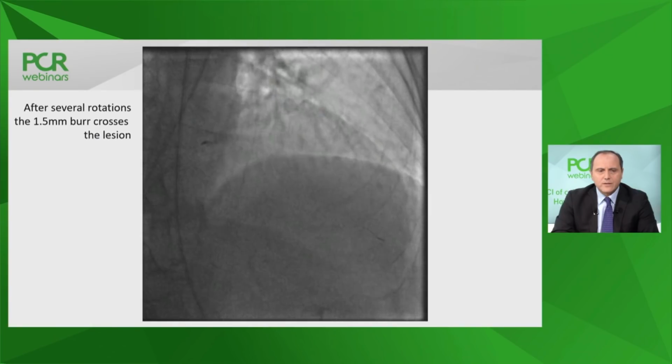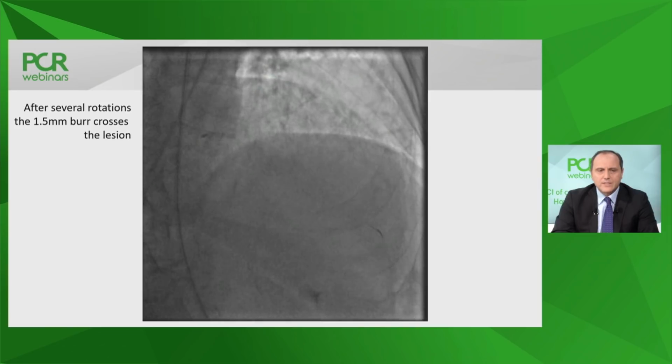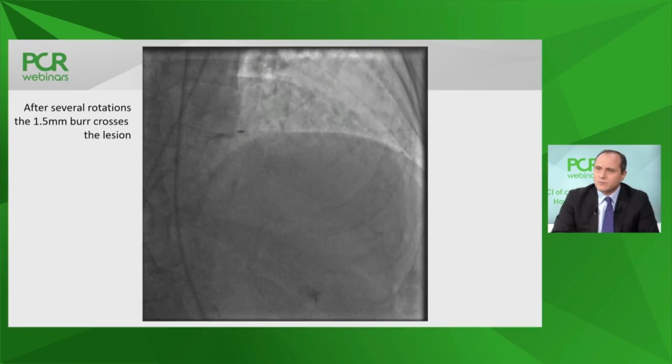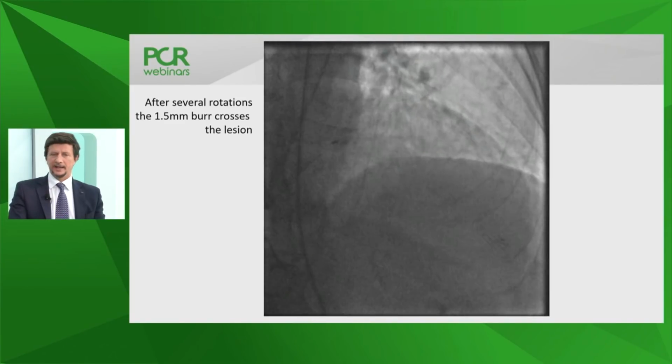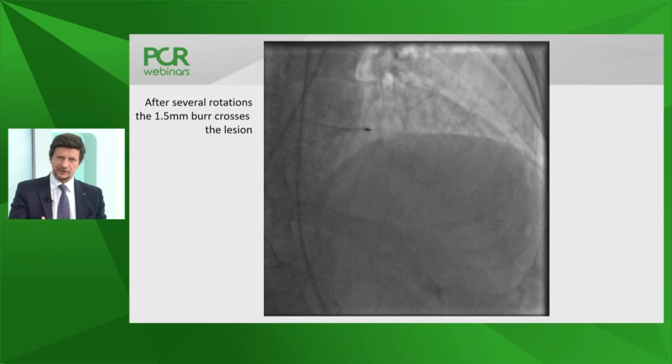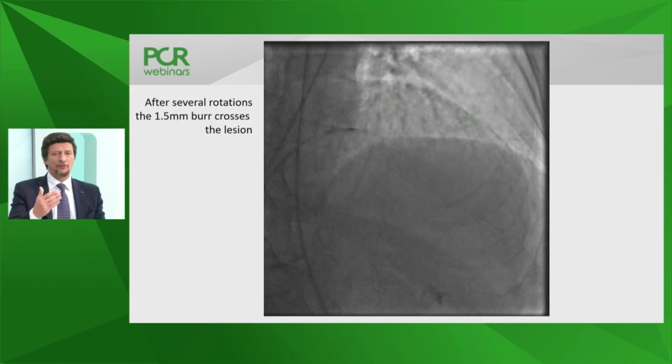Let's move on. And here you say after several rotations, so after several attempts with 1.5, the bar eventually crosses. Is it necessary to do several attempts? I prefer doing short periods, so you don't have a very important increment in temperature, you don't embolize that much. Sometimes the patient has a little bit of hypotension.